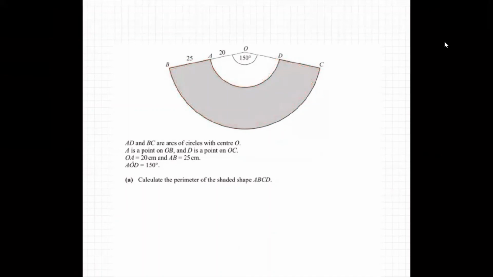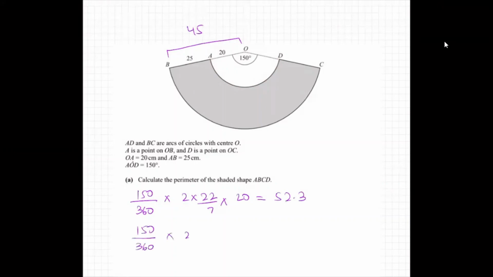Now, a little bit of information: this over here is the radius of the first one, and this entire thing is the radius of your second one. So 25 plus 20 is equal to 45. Let's calculate it. I'm individually calculating the arc lengths over here. So the first one is 150 divided by 360 times 2 times 22 over 7 times 20, which is 52.3 centimeters. The second one is 150, the same theta, times 2 times 22 over 7. Just use your calculator for all of these, and your answer is this.